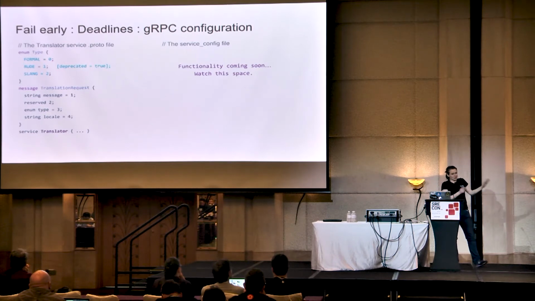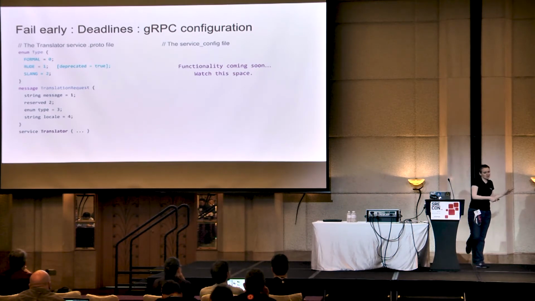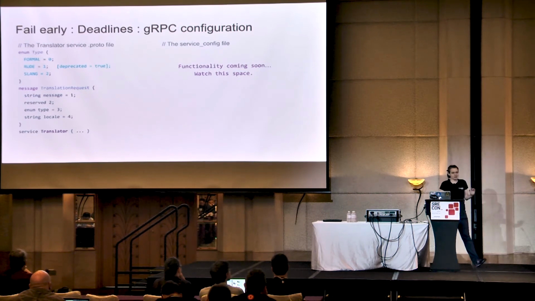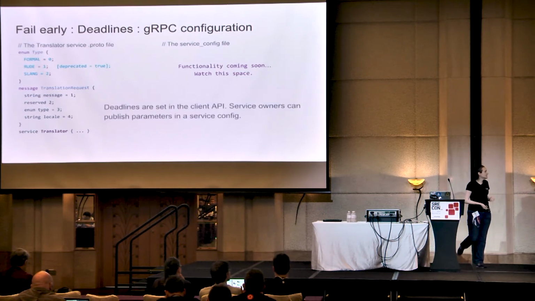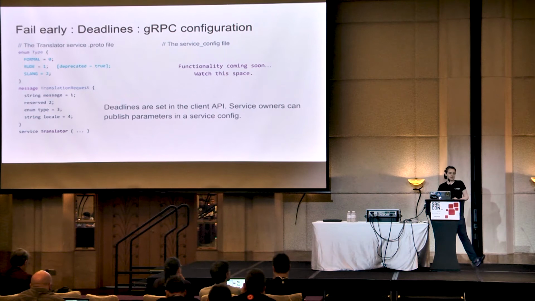Configuration. So if you look over the gRPC site, you find lots of places where you talk about different types of configuration. The only place you're setting the deadline is in that client API. But there's other places where you can set configuration. So we have the proto from before, and we have something called a service config, which you can read about. There's going to be more functionality coming soon, but for right now, it's not actually hooked into anything. So the deadlines are set in the client API.